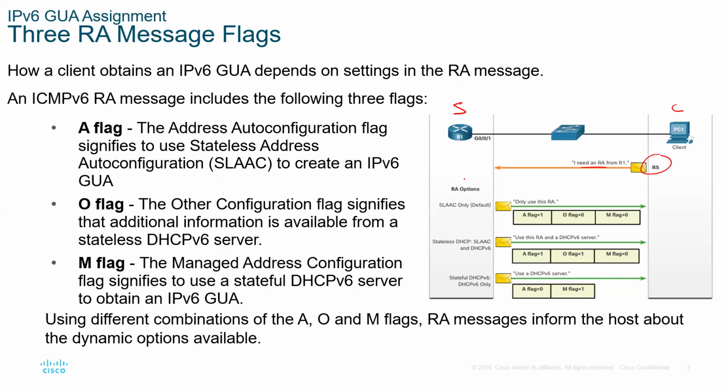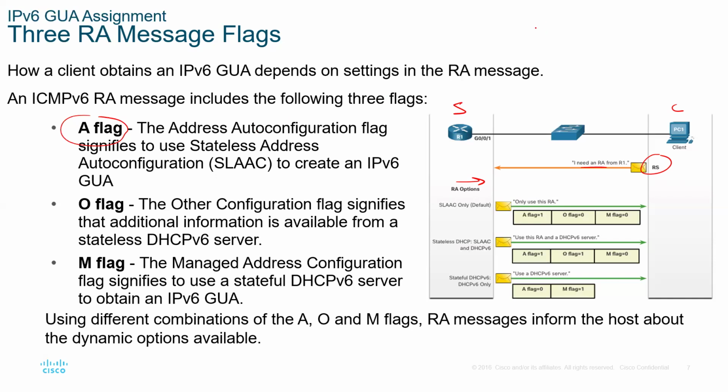The router, which is acting as the server in this case, responds with an RA message. An RA message will contain values which give us an idea of how the client is going to configure its address. For those values, we have what we call flags. We have the A flag, which is the autonomous address configuration flag, the address auto configuration flag. And this one signifies that we are going to be using SLAAC.